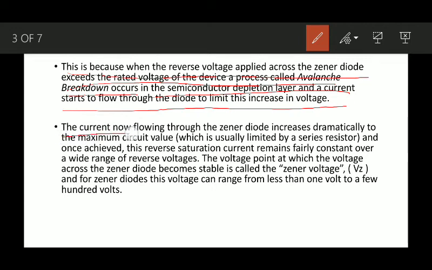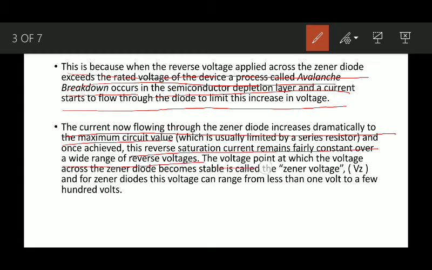The current flowing through the Zener diode increases dramatically to the maximum circuit value. As the Zener diode comes into the breakdown region, a large amount of current will flow, as we will see in the next slide on the characteristics of the Zener diode. Up to the breakdown voltage, a very small amount of current, in microamperes, will flow. Whenever there is a breakdown, a large amount of current will flow to keep the voltage constant. So the reverse saturation current remains fairly constant over a wide range of reverse voltage.